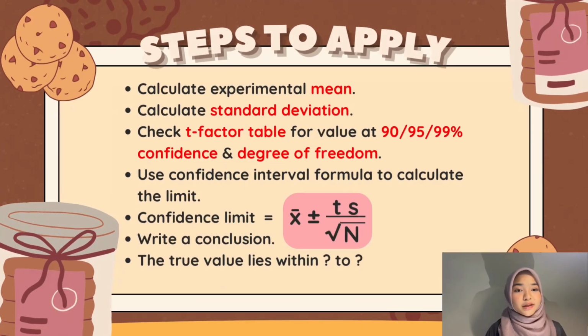These are the steps. First, we need to calculate the experimental mean. Second, we need to calculate the standard deviation. Third, we need to check the t-factor table for the value at 90, 95 or 99% confidence level and degree of freedom. Fourth, we use the confidence interval formula to calculate the limit, like I said earlier. Fifth, we need to write a conclusion, for example, the true value lies within from what value to what value.